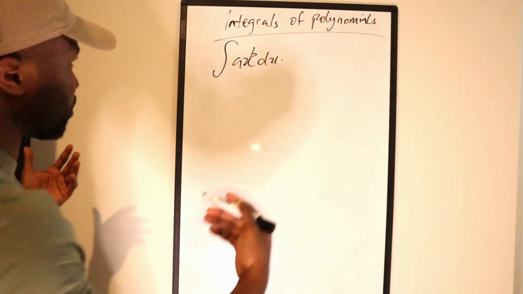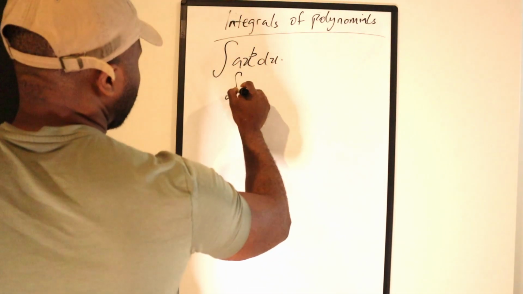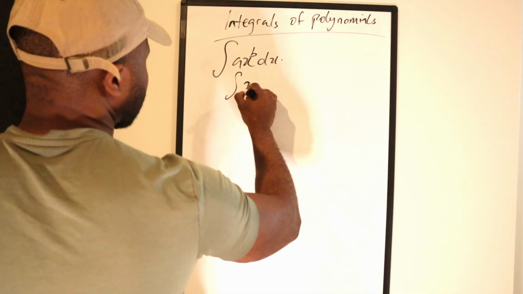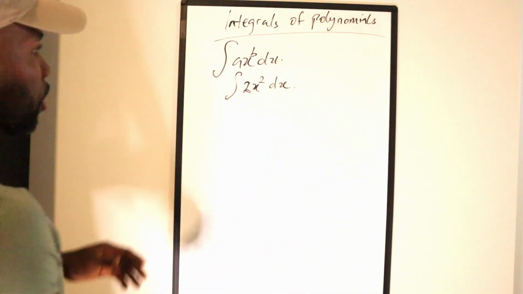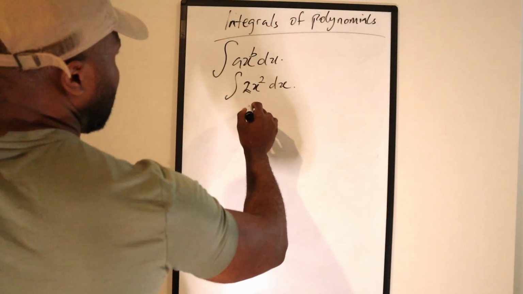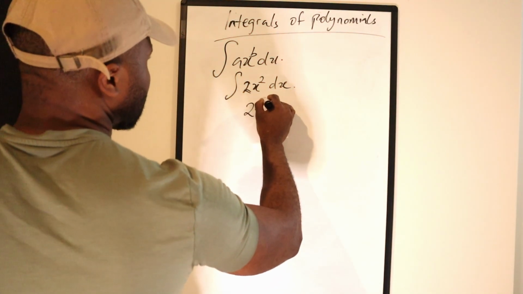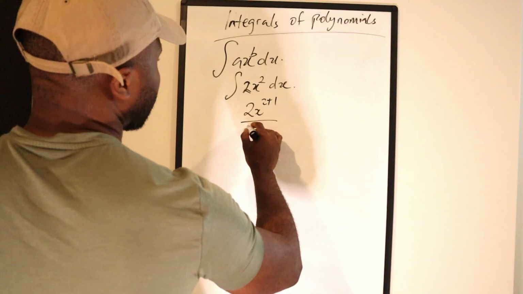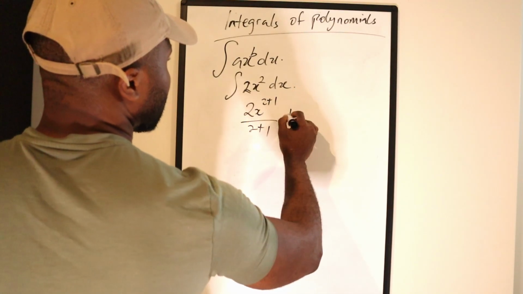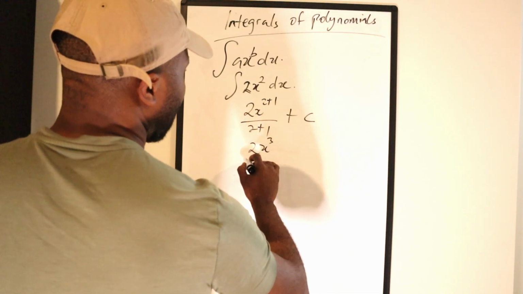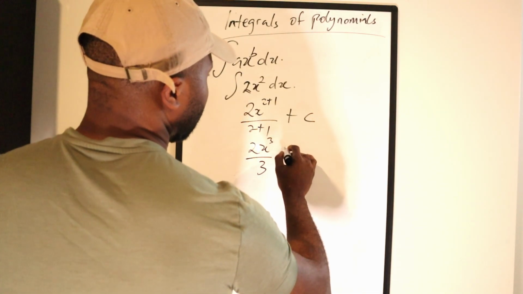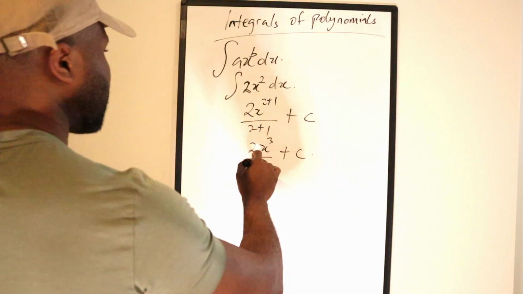Let's say, for instance, we have to integrate 2x raised to the power of 2 dx. So in order to integrate this, we have 2x^(2+1) over 2+1 plus c. So this will be 2x^3 over 3 plus c. So this is the answer.